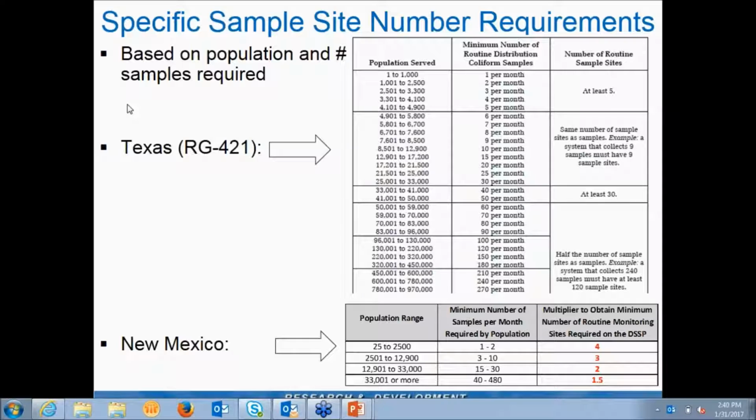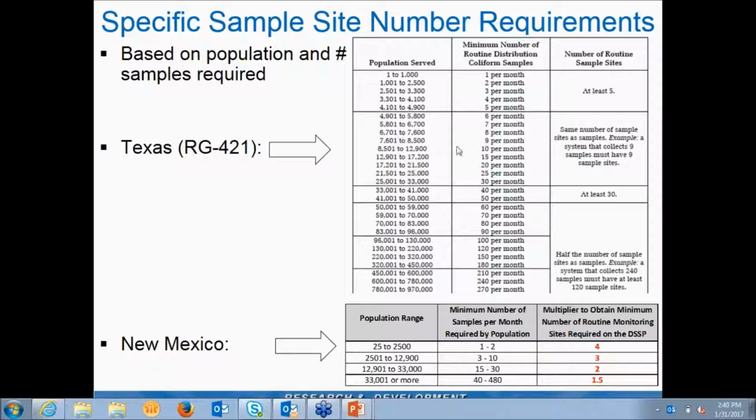So going through sort of some of the most interesting ones, the specific sample site number requirements, these are generally based on population and the number of samples required. So I'll start with Texas. In their guidance manual, RG 421, they have a chart with population served, the number of total coliform samples, and the number of routine sample sites required.